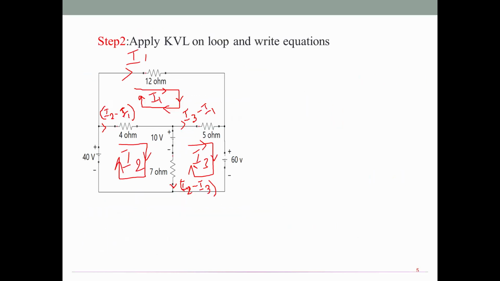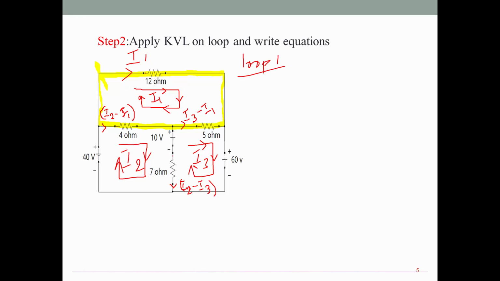Let me go back to the problem. Step 2 is to apply KVL on loop and write down the equation. Let me take down loop number 1. You start from any one of this point of the loop and complete the loop at the same point. This is a loop I am considering as loop number 1. I'll start from this point. Let me write down the loop equation.